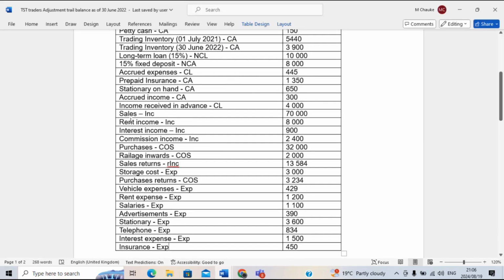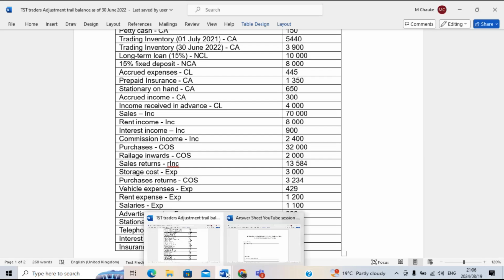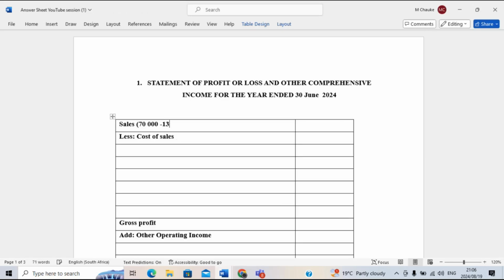Our sales returns, where is it? Our sales returns is there, it is 13,584 minus 13,854. So how much are you getting there? You guys can put the answer in the comments. From my side, my sales is 56,416.